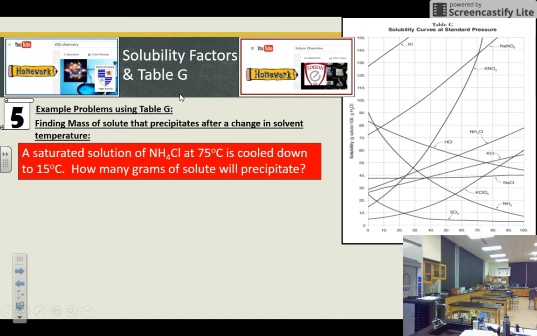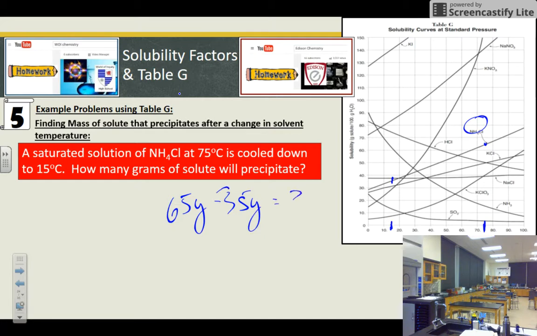Ready? NH4Cl at 75 degrees. That's about here. And 15 degrees. That's about here. And I'm dealing with who? NH4Cl. NH4Cl is this guy. So at 75 degrees, I can get about 65 grams to go in. And at 15 degrees on the same line, this is the trick, you've got to get to the same line, I can get about 35 grams to go in, and I'm writing a little sloppy.